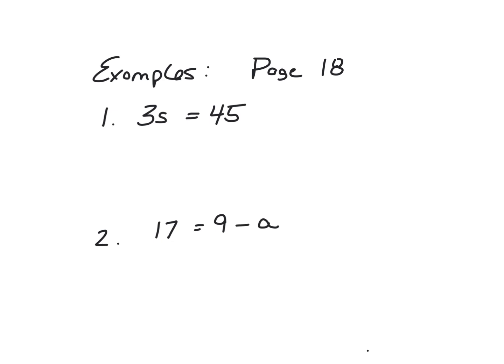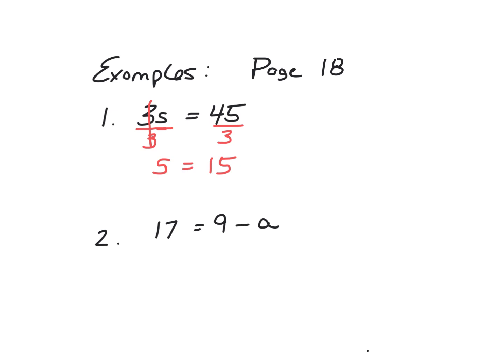So a few examples, these can be found in your study guide on page 18. Number 1 is 3s equals 45. So I'm going to try to get s by itself. What are they doing to s? They are multiplying by 3. So the inverse operation of that is to divide by 3. When I do that, those 3's will cancel, and s is equal to 45 divided by 3, which is 15.